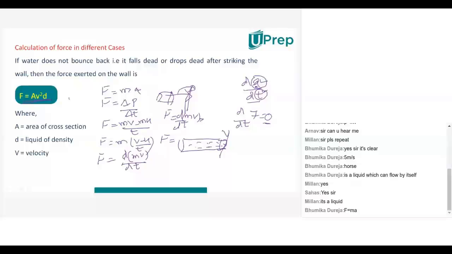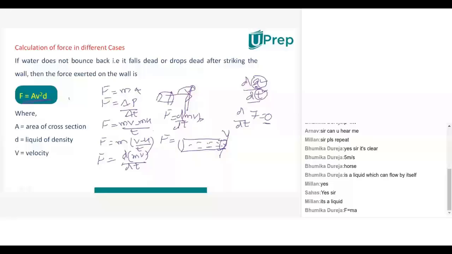And in this particular case, velocity will not change. Why? Fluid comes with some velocity, and with that velocity the water hits and it is not rebounding back. It stays at this particular position only. If water does not bounce back, the water drops fall dead, that means they are in a stationary state after hitting. In that condition we are deriving the equation. So whatever velocity is there will remain constant, and what will change? How much mass is hitting. That will change.